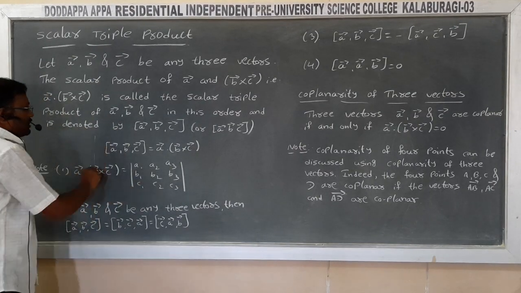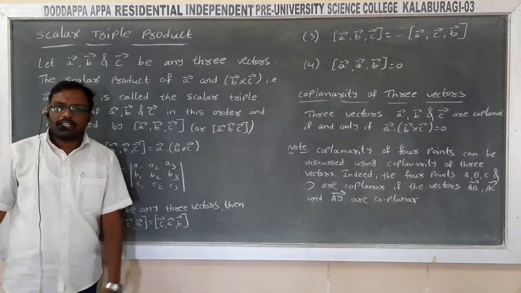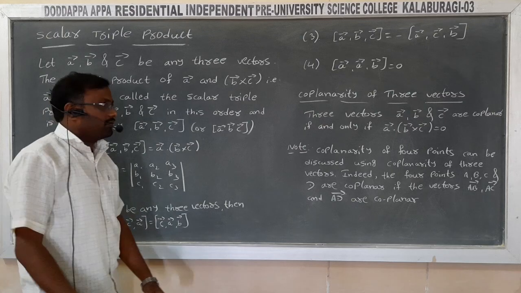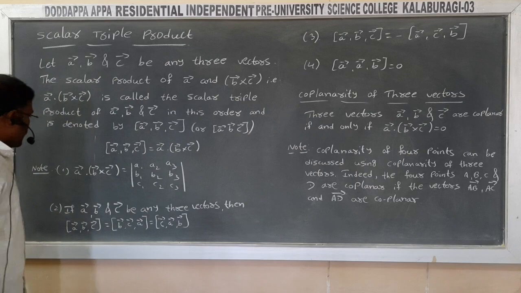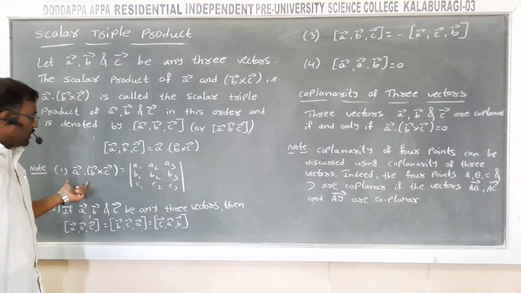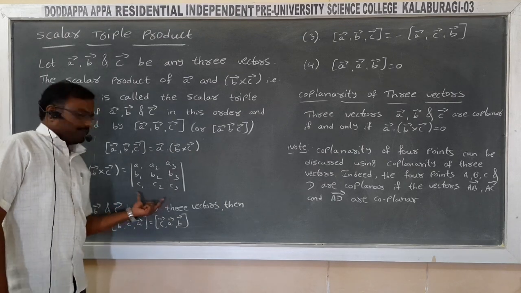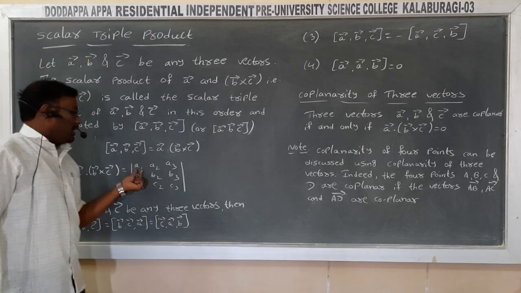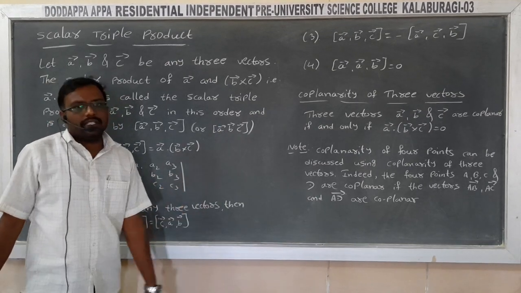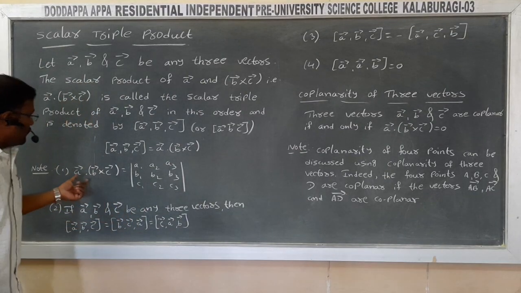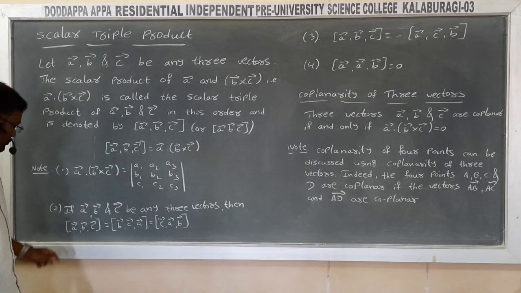And what is the formula? Box of vector A, vector B, vector C is equal to vector A dot of vector B cross vector C. This is the definition of scalar triple product. To find the scalar triple product, that is vector A dot of vector B cross C, you can take the determinant form. In determinant form, you take A1, A2, A3 in the first row, B1, B2, B3 in the second, and C1, C2, C3 in the third. This gives the value of vector A dot of vector B cross vector C.